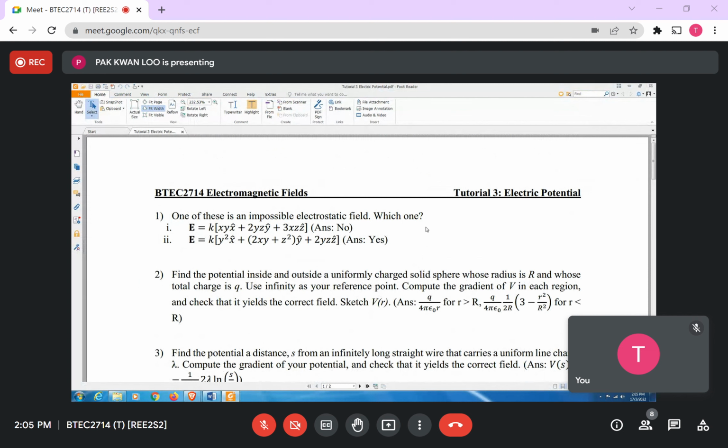So tutorial. We will move on to tutorial 3, electric potential. If you are given an electric field, how do we determine whether it is an electrostatic field? For question number 1, you are given Roman 1 and Roman 2, two different electric fields. K is a constant, obviously. So how do we know whether it is?